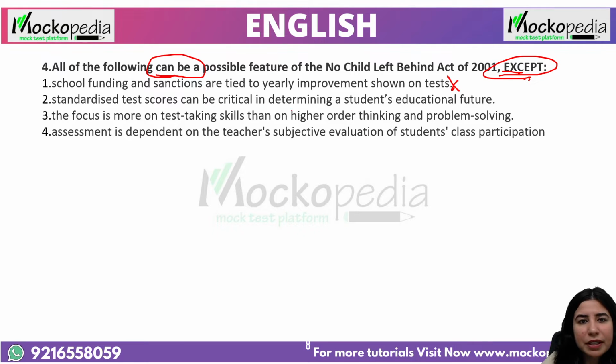Standardized test scores can be critical in determining students' educational future. Yes, you are working on metrics, so the focus is more on test taking skills rather than higher order thinking and problem solving, right? Assessment is dependent on teacher's subjective evaluation of students' participation. So accept this one, because it is giving an example of metric fixation, so the teacher will not do subjective evaluation, and will depend more on numbers. So the fourth will be the answer, right?